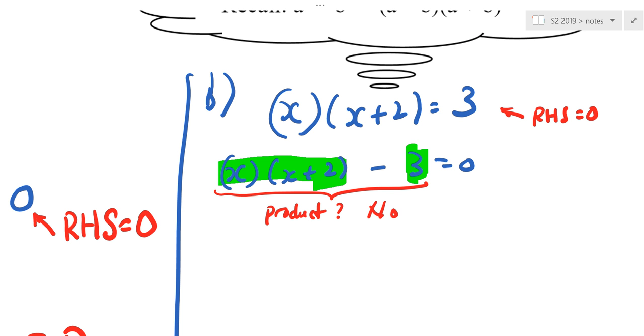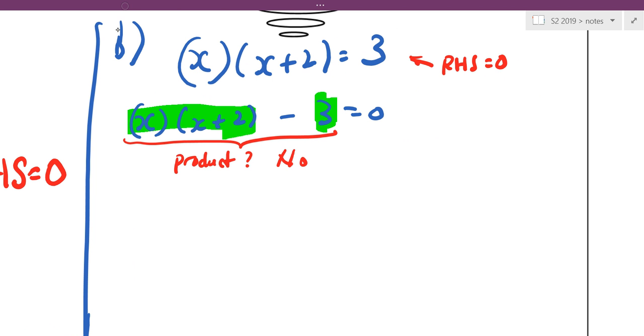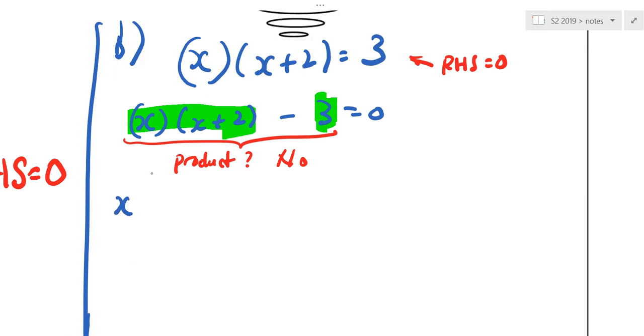So you see that over here there is like two things. So what should you do? Very simple. You just expand this. Can you try out? X times x will give you what? X squared. Next, x times 2 will give you what? 2x. Minus 3 equals to 0.